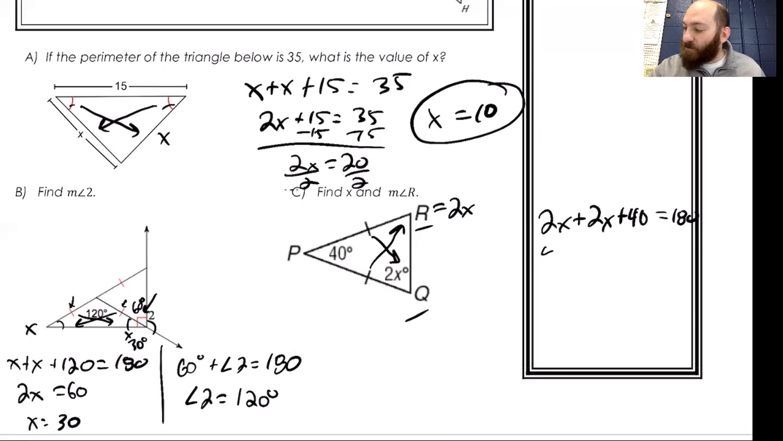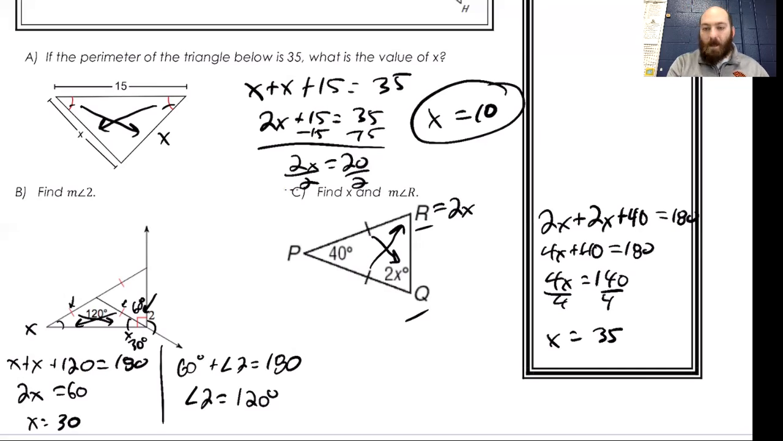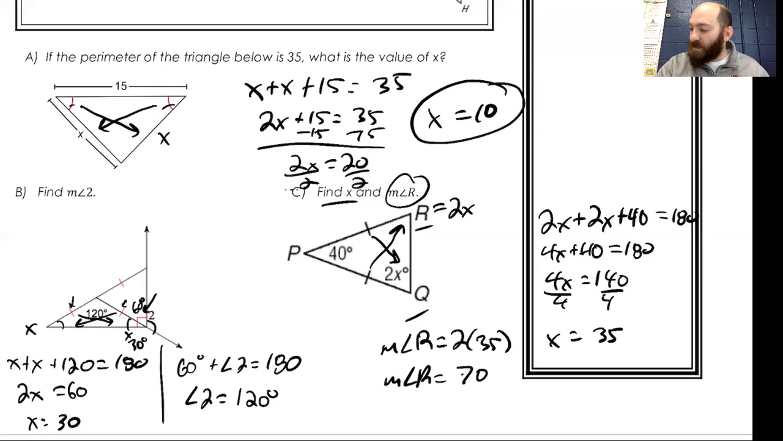So 2x plus 2x is 4x plus 40 equals 180. 4x equals 140. And let's divide by 4. That's going to give me 35. Okay. So x is 35. I have found that step. Now I need to find the measure of angle r. The measure of angle r is going to be 2 times 35, which is going to give me 70 degrees.